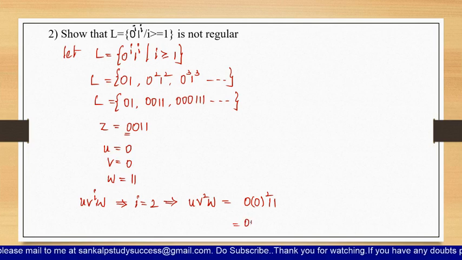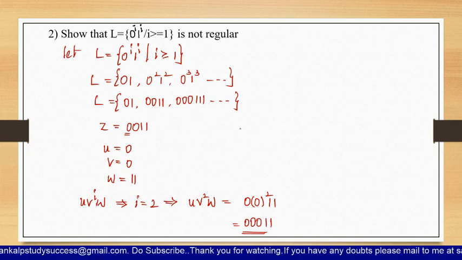That means it is nothing but 00011, and this 00011 will not belong to the given language L, because an equal number of zeros should be followed by an equal number of ones. Here we have 000 and 11, so the number of zeros is not equal to the number of ones. So hence we can say that the given language is not regular.